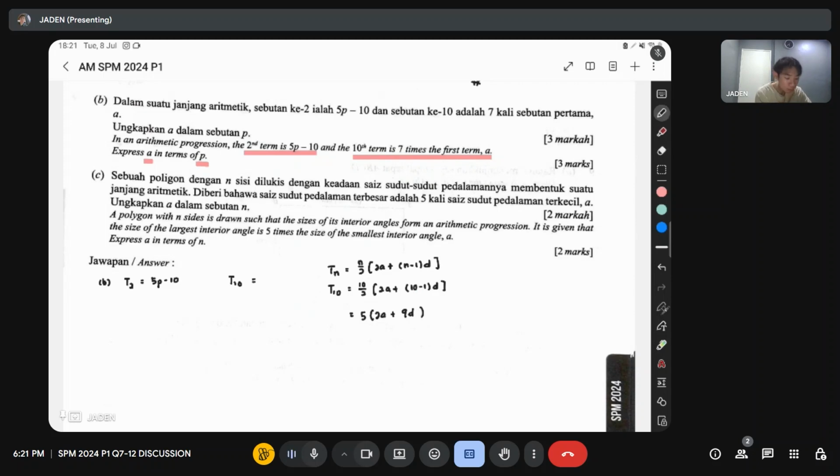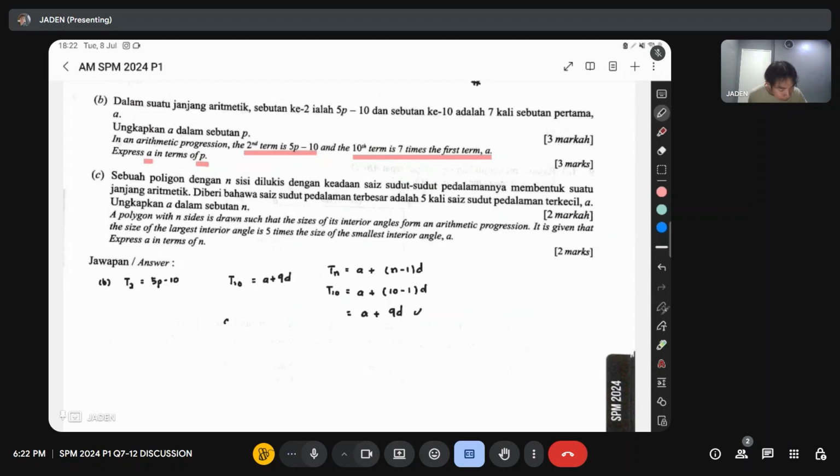Oh, hold on. This is not the correct formula. This is for the sum. Let me change this again. a plus n minus 1 times d. Yeah, this is the nth term formula. So a, we don't know, but we let it be. If I'm doing T10, that means my n value will be 10. So this is a plus 9d. That's where my a plus 9d comes from. So T10 is a plus 9d.